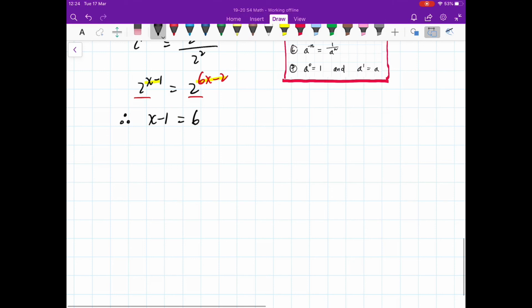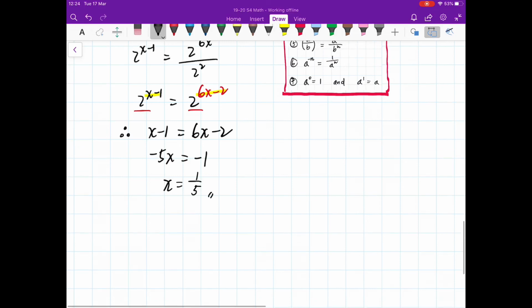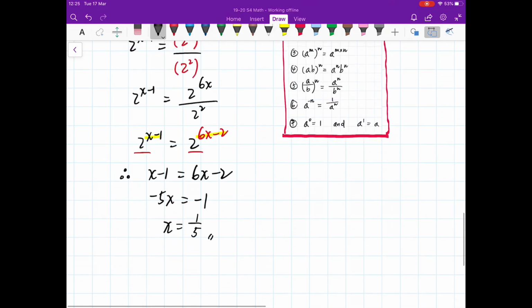So that we have x minus 1 equals to 6x minus 2. Then we move the 6x to the left hand side so that it will become negative 5x, and for the right hand side, it will become negative 1. And finally, x is equals to 1 over 5. And this is the answer for question 16. So for the remaining time, please help me to finish the homework.